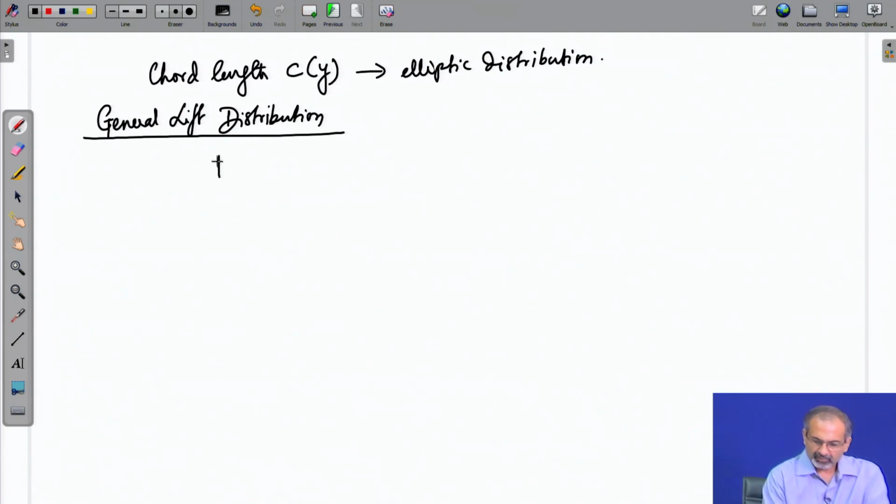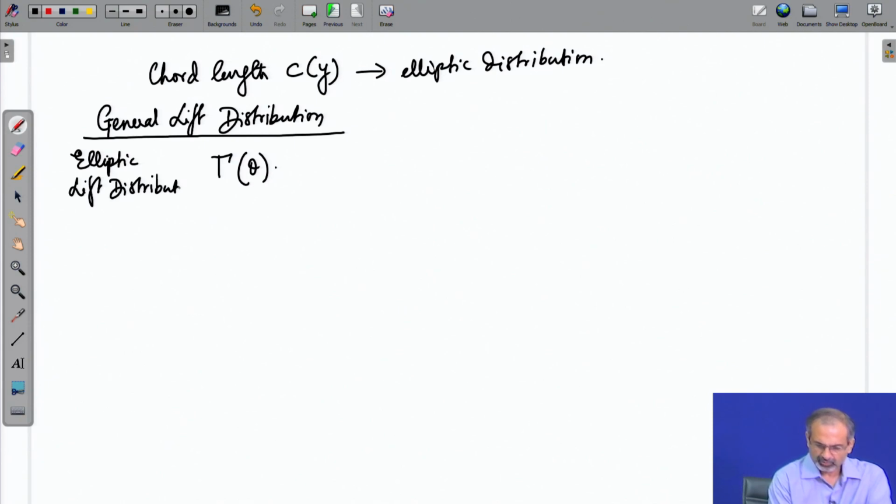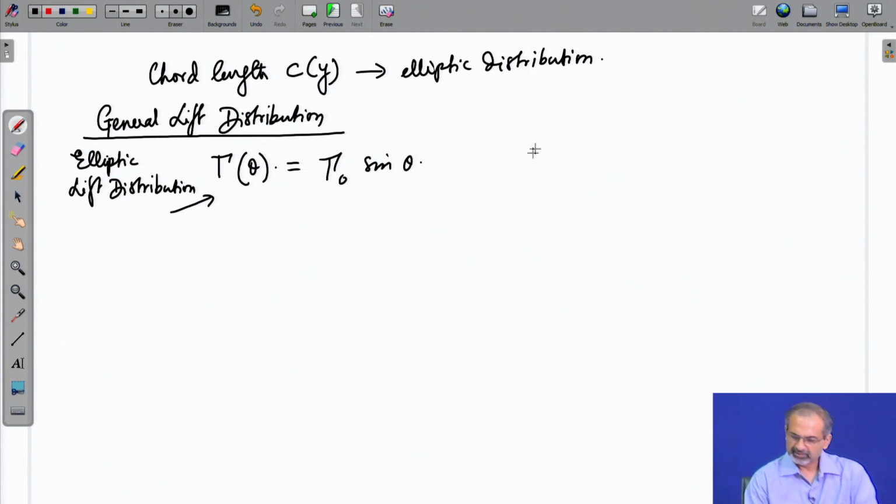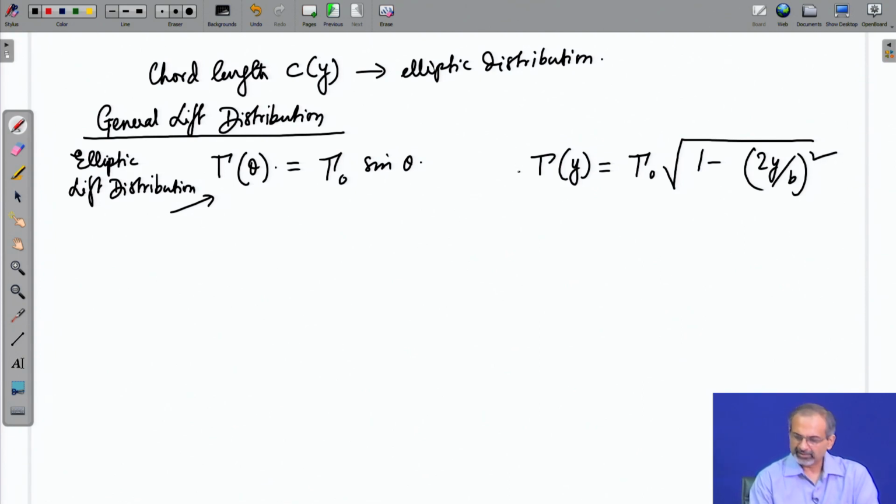So, in the elliptic lift distribution, when you express it in the theta plane, that happens to be gamma naught sin theta. The same thing as a function of y was this, we recall that. So, that in the theta plane would look like this. So, there is a gamma naught with a sine term.